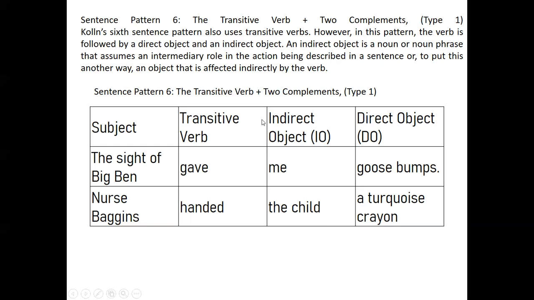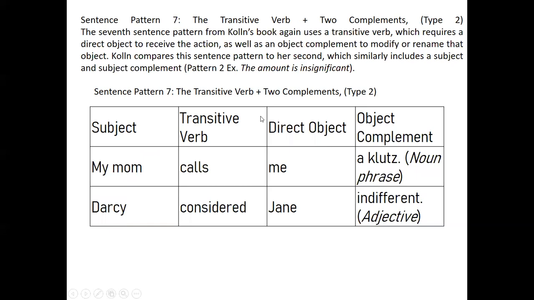Okay, next. I know that you understand the sixth pattern. The seventh pattern is the transitive verb plus two complements. So another one, but this is a type 2. The seventh sentence pattern of Collins' book again uses a transitive verb which requires a direct object to receive the action, as well as an object complement to modify or rename the object.